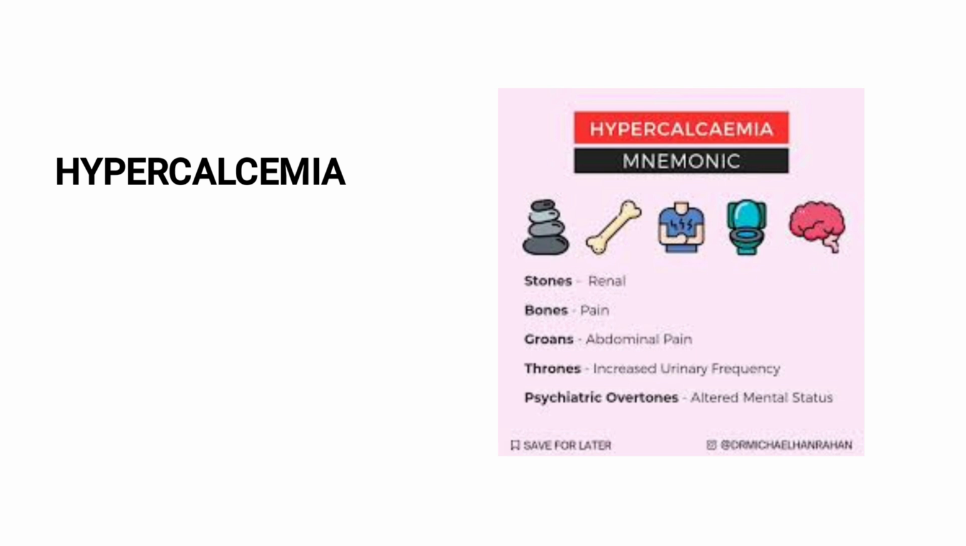So as I said, that's the mnemonic that most of us know. There's the stones, bones, groans, thrones, and psychiatric overtones. Always build up the huge picture, and know the physiology, know where the parathyroid hormone works. So whenever you see the case, or you see the question in the exam, you know that they are pointing you to hypercalcemia. Okay.